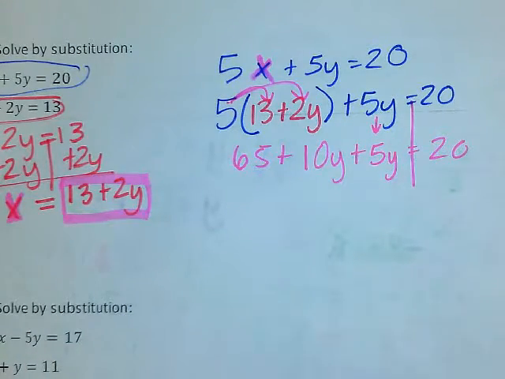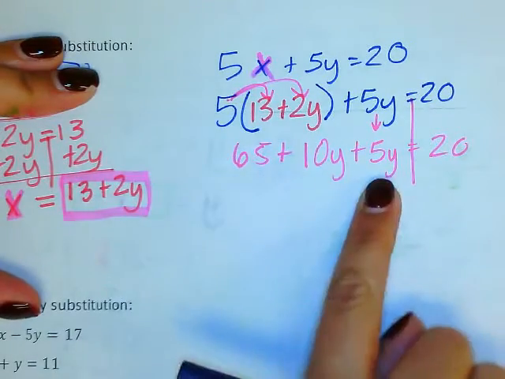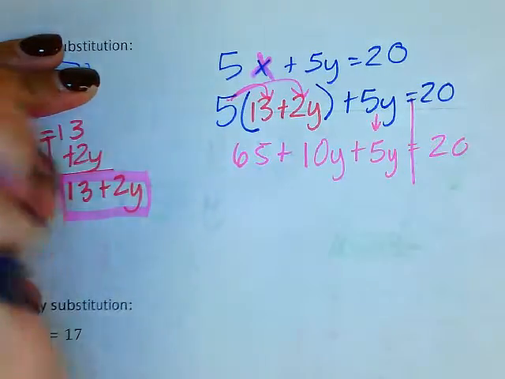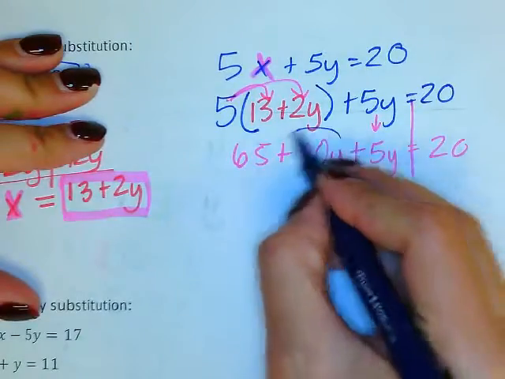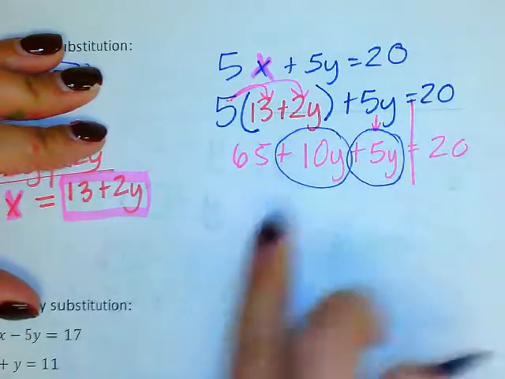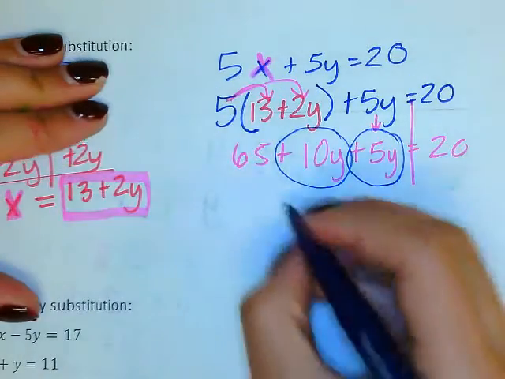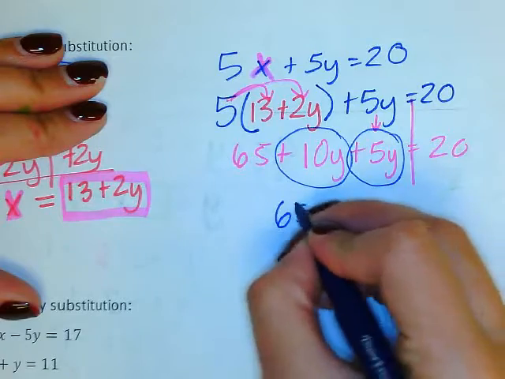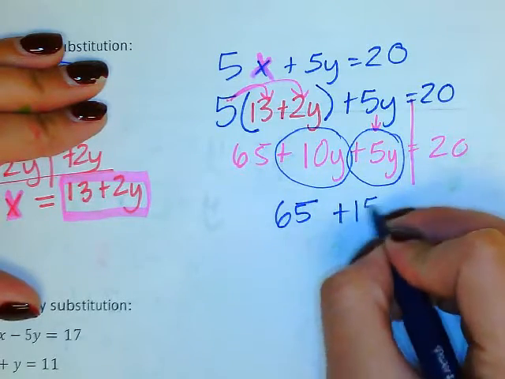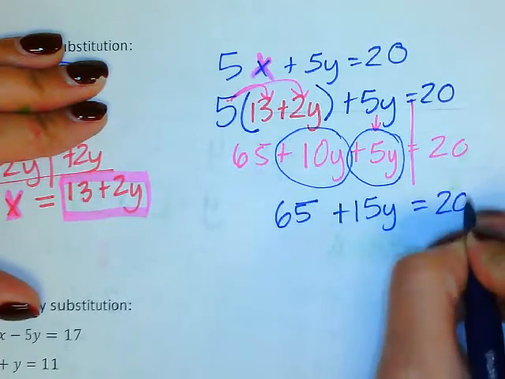From this step now, I'm going to combine like terms on the left side since there's a lot of stuff that we can combine. The y's, okay, they're both positive, so you just add them together. Nothing happens to the 65, and I have 15y equals 20.